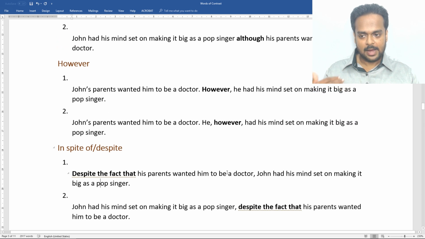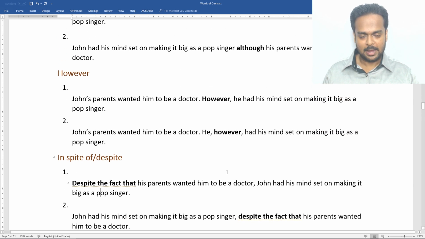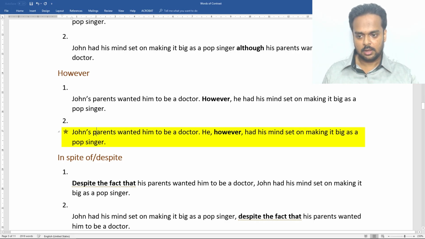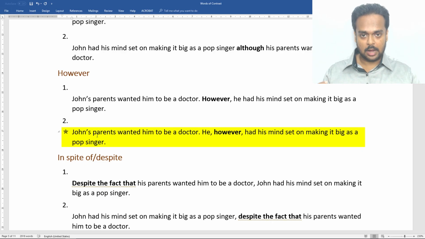Now, out of all the options that we have here, my favorite for this particular situation is this one over here. I'm going to give it a star, and I'm going to highlight it, because I feel that out of all of these sentences, this one does a very good job of highlighting the contrast. So this is my pick, even though all of the others are also grammatically correct.